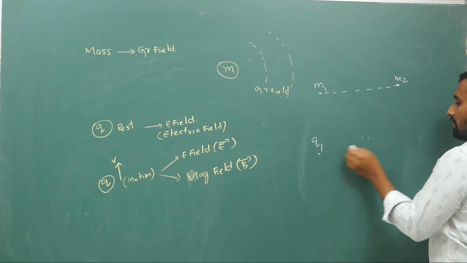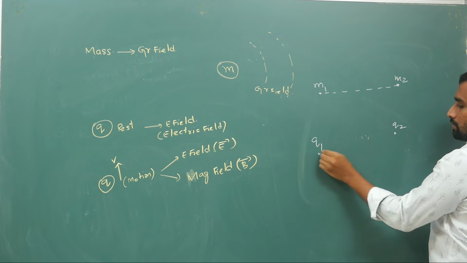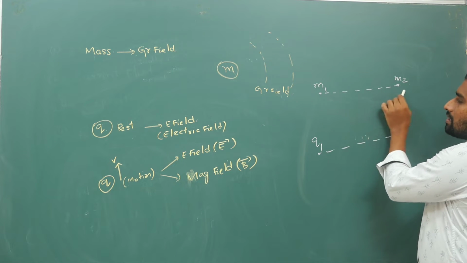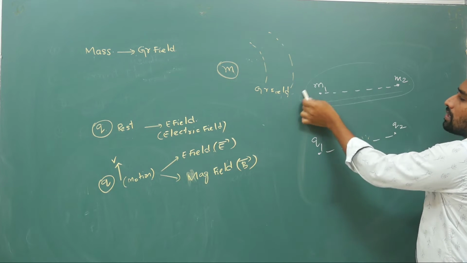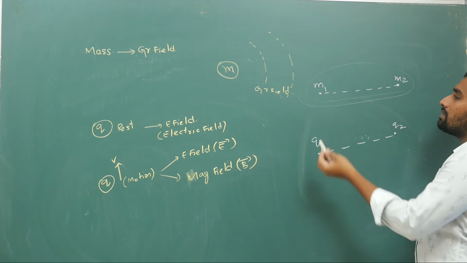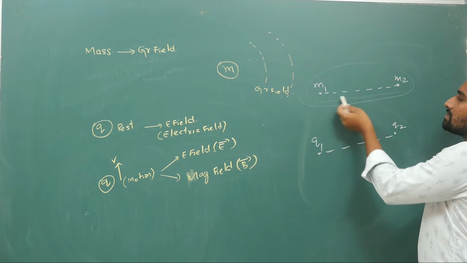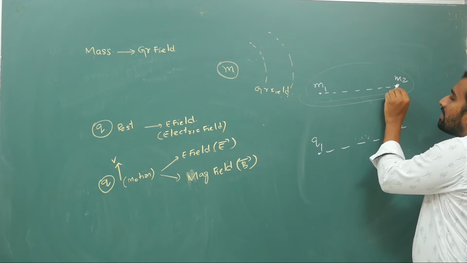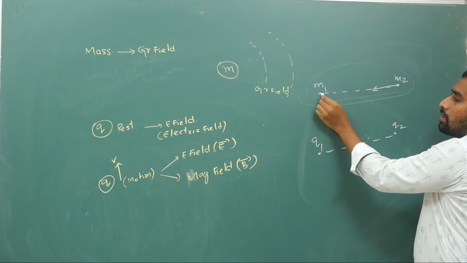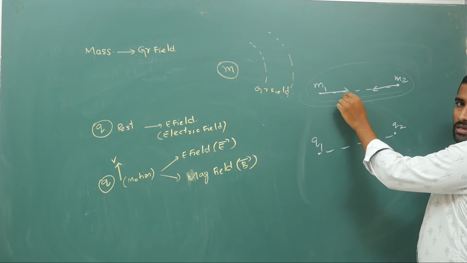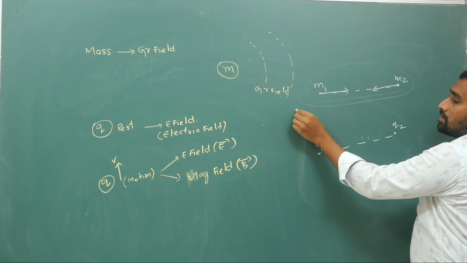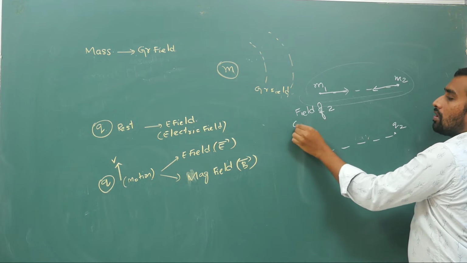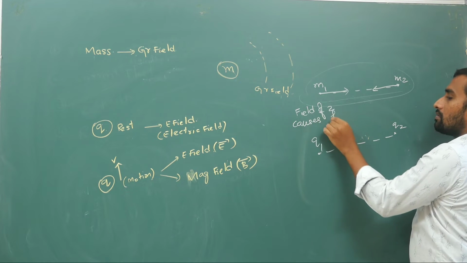If you have two charges like this, for example, and two masses like this, even though there is no connection between these two points at all, you don't have any wire, you have nothing, this is just simply empty space, still this body will attract this mass. So what is the logic you say? Field of 2 causes force on 1.